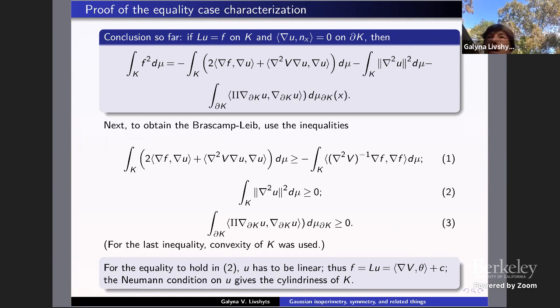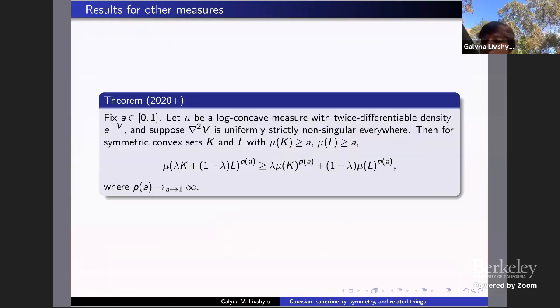That's it about the Gaussian measure. Any questions? So now I'm about to say just a few more theorems in the non-Gaussian case. I'll just say them very quickly. For any log concave measure with twice differentiable density, if only we assume that the Hessian of V is uniformly strictly non-singular, which is, let's say, a strong assumption, but Max used it all the time. So I don't feel bad. If he's using it, I'm not going to feel bad.